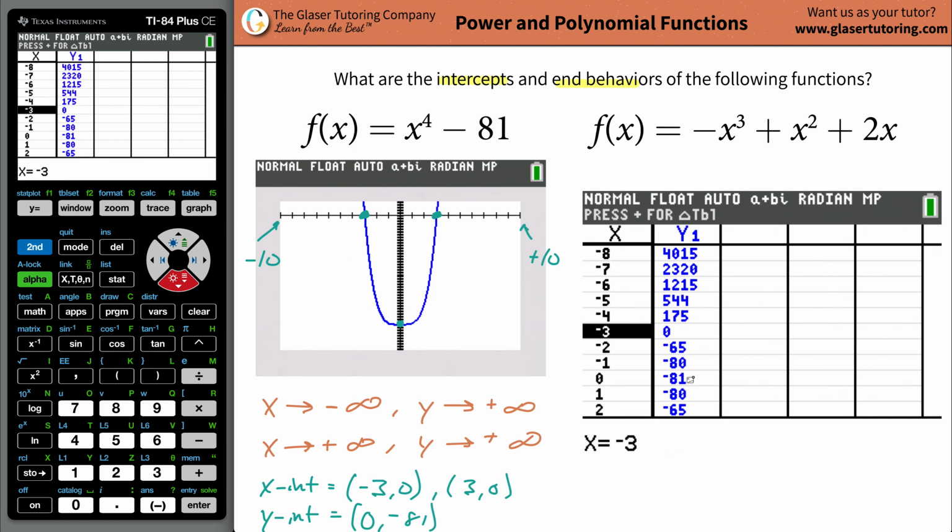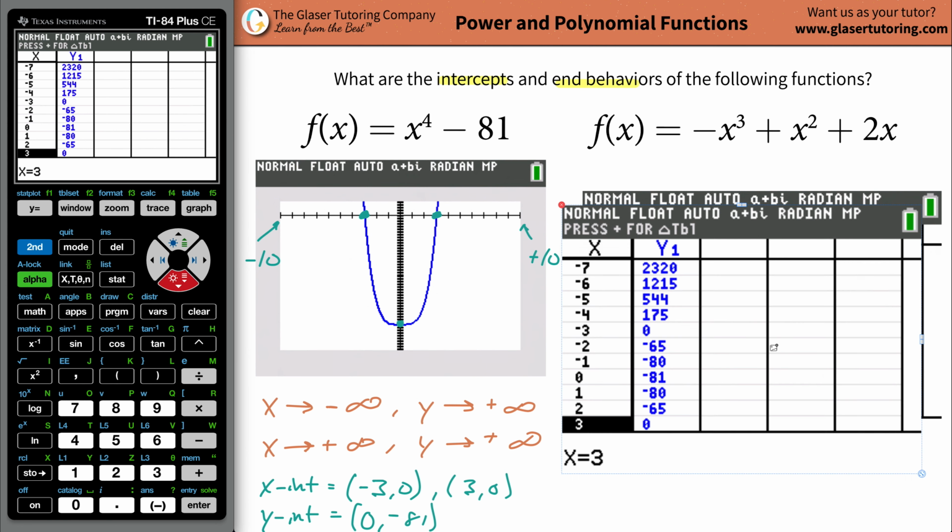When x is negative 3, y is 0. Anytime y is 0, that always tells you the x-coordinate of the x-intercept. So that's negative 3. That's great. Now what I should have done was just click down a little more to get to positive 3.